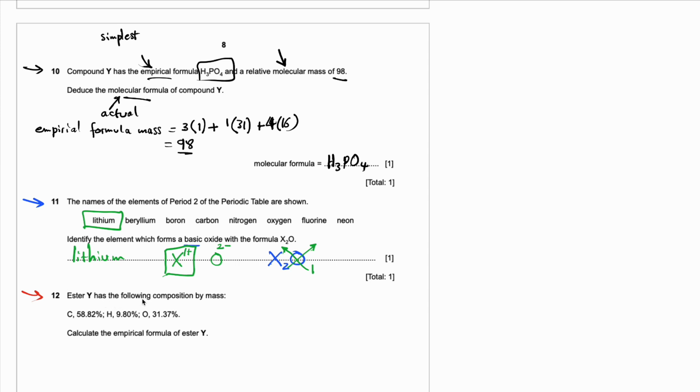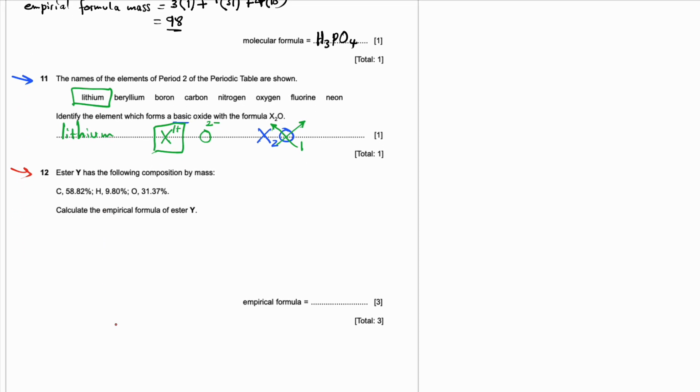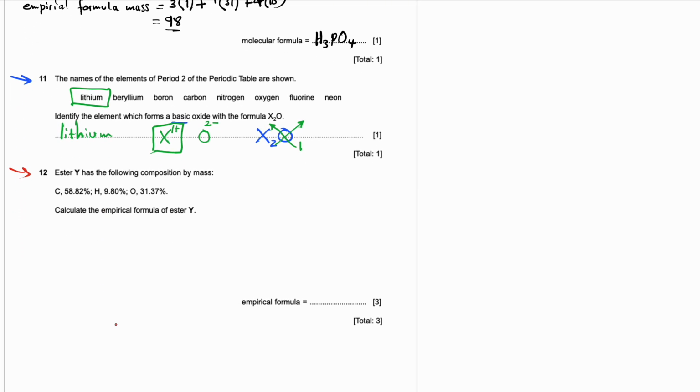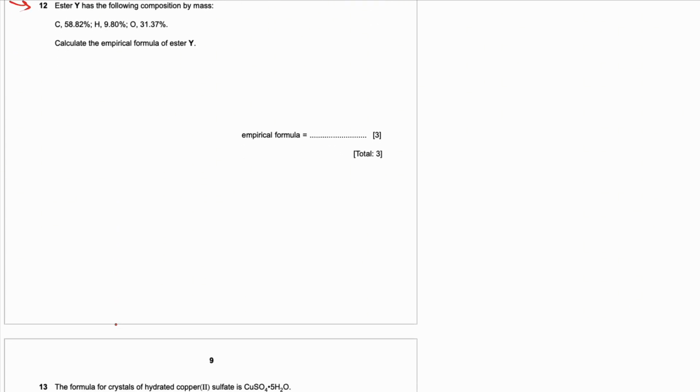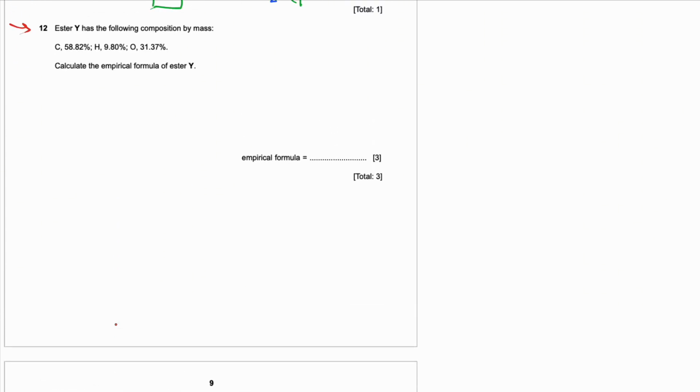Ester Y has the following composition by mass. That's pretty much the same question as we answered before. I think it was question number 1. It was actually the first question that we answered here in this video. So I'll leave that question for you. Practice it and you can check your answer in the mark scheme.